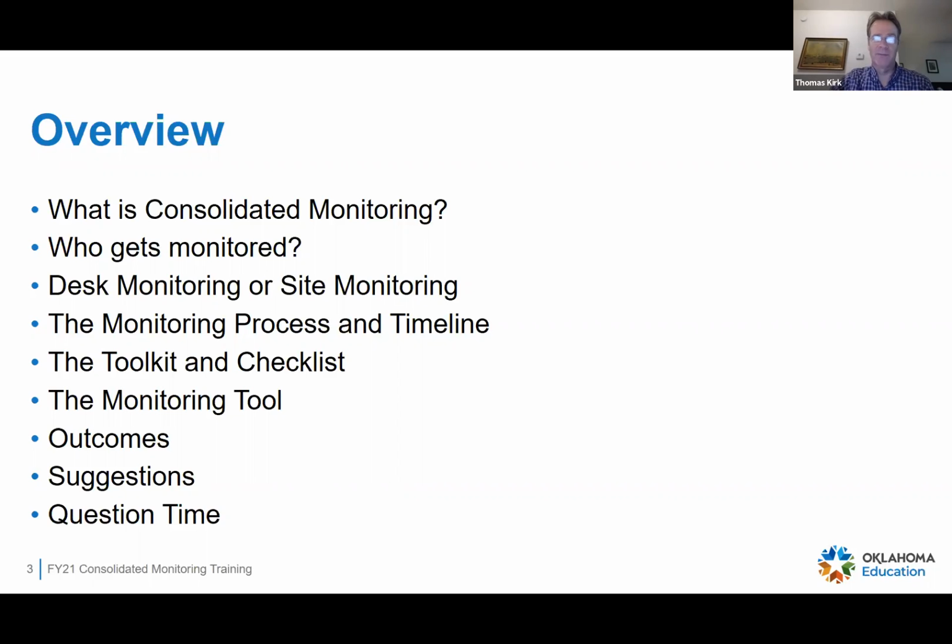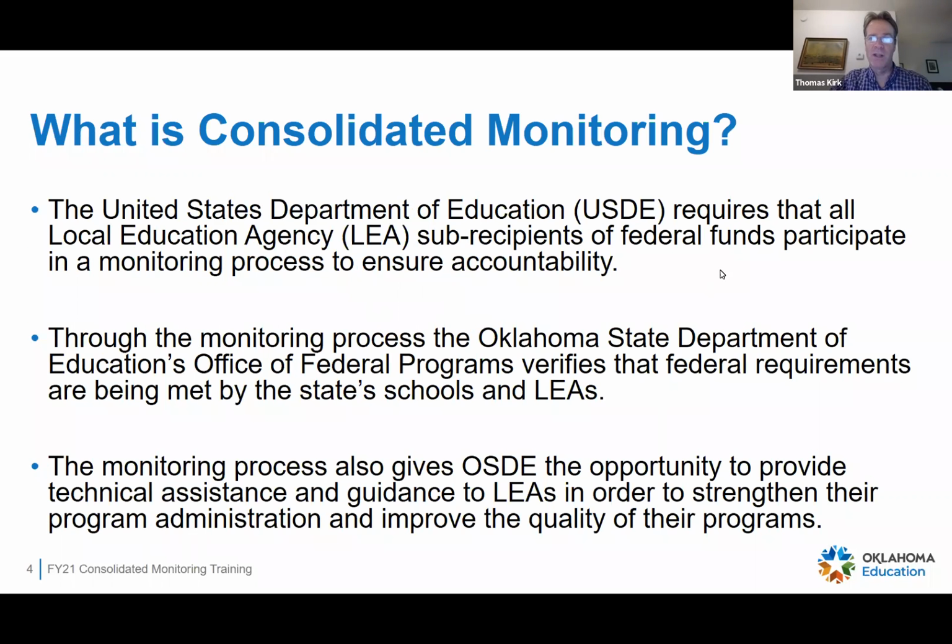So with that, what is consolidated monitoring? Okay, we do all of this because the United States Department of Education requires that all local education agencies, subrecipients, that is school districts that receive federal money, participate in a monitoring process to ensure accountability. So through the monitoring process, the Oklahoma State Department of Education's Office of Federal Programs verifies federal requirements are being met by the state schools and LEAs.